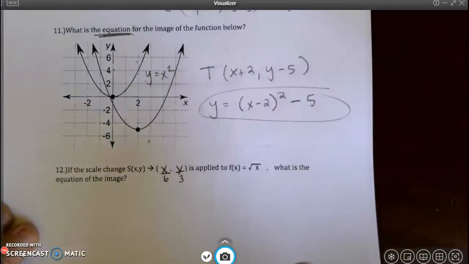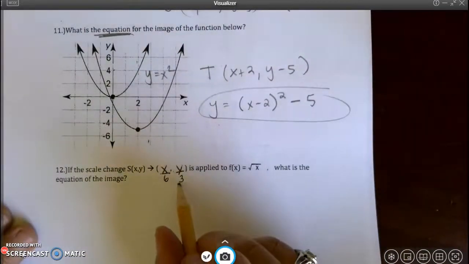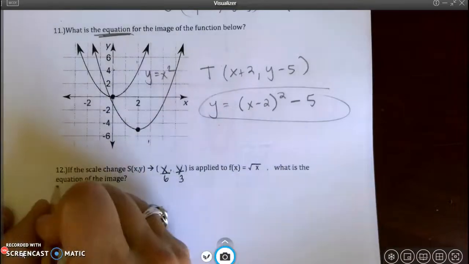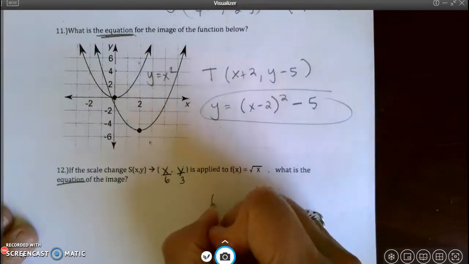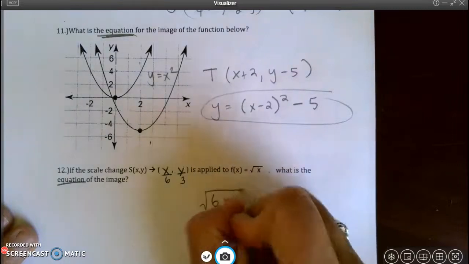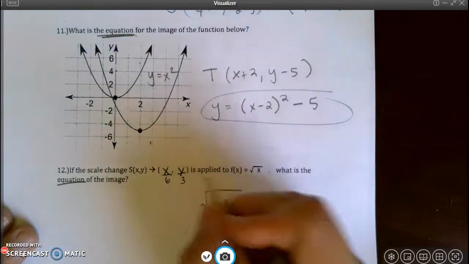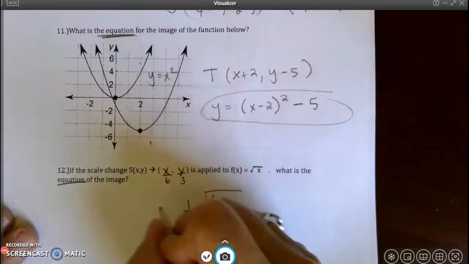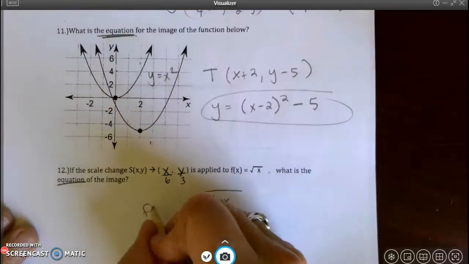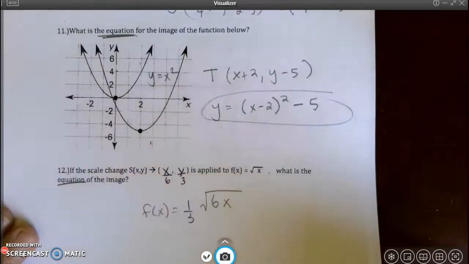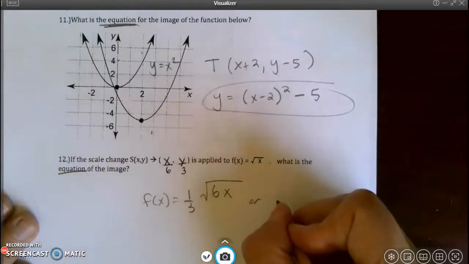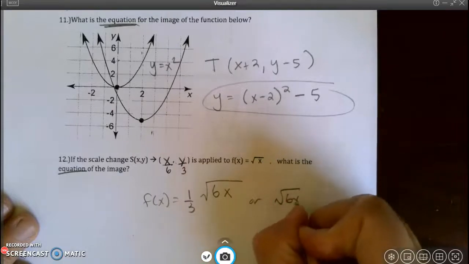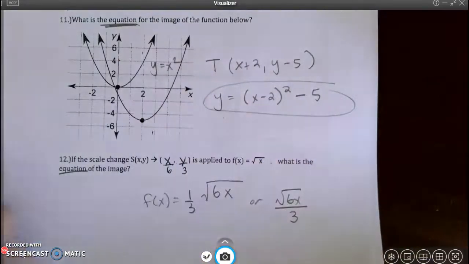And number 12, if you apply the scale change to this graph, what's the equation? Remember, x lies, so x divided by 6 is going to become 6 times x. And y is divided by 3, I could put a 1/3 in front. Or I could have just said the square root of 6x divided by 3, like that. Either one would work.